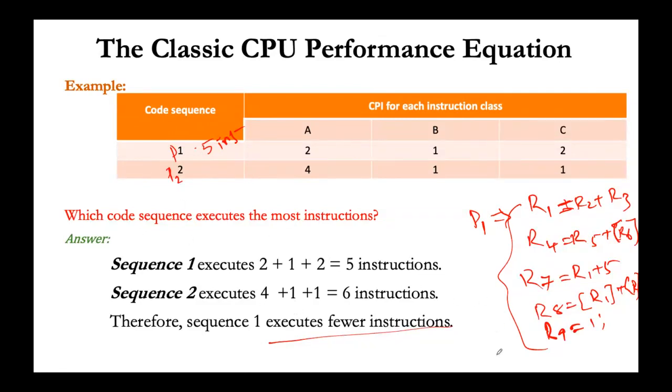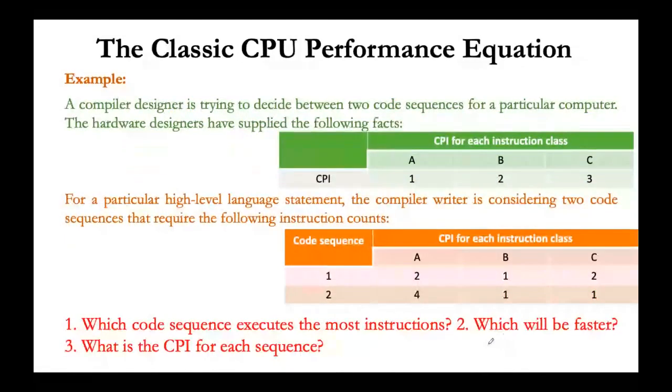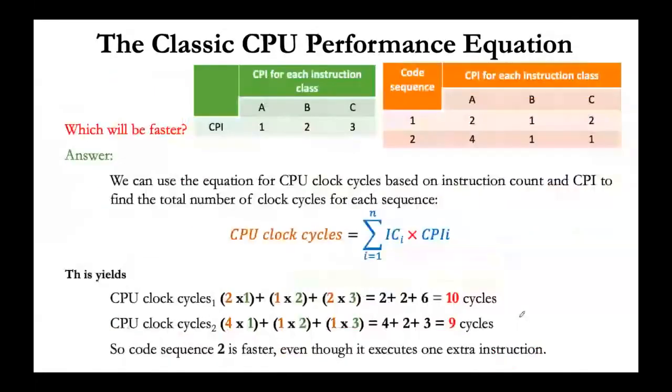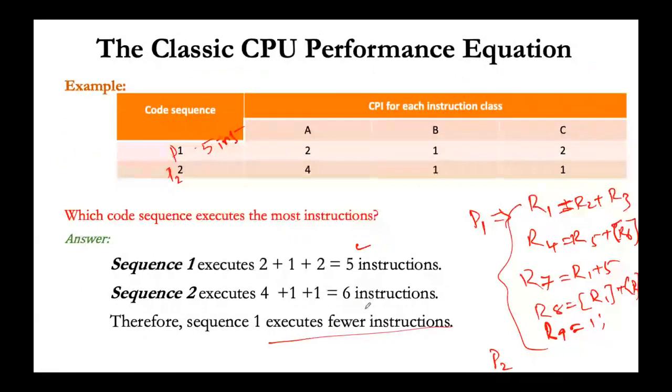For P2, it may add other instructions, suppose 6 instructions. The number of instructions in each code is this: code 1 has 5, code 2 has 6. So when you know the number of instructions, which will be faster? Which computer will be faster to execute these instructions? P1 has 5 instructions, P2 has 6 instructions, so here the instruction count is 5, here it is 6.